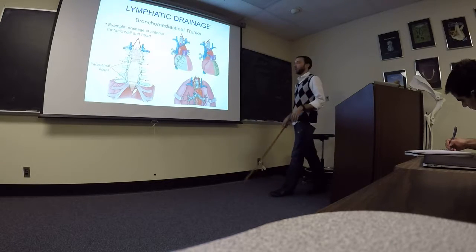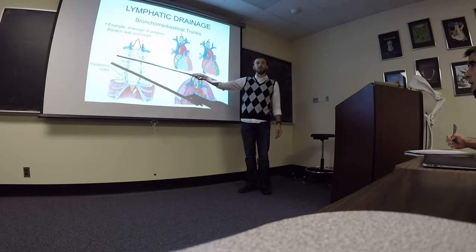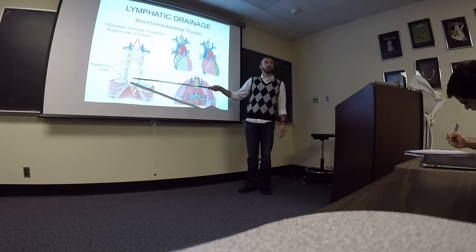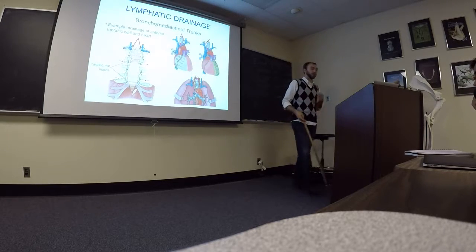The anterior thoracic wall is also drained here. This is where that drainage from the breast gets in, so these medial parts will drain medially towards the parasternal nodes. And the heart is also drained through this system.